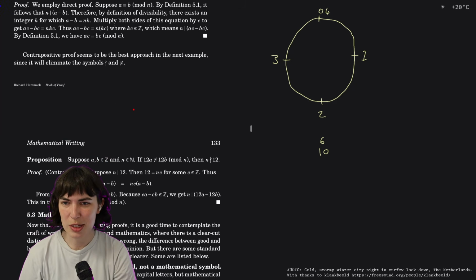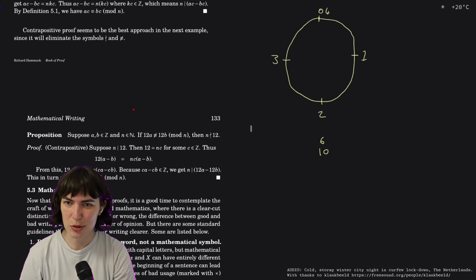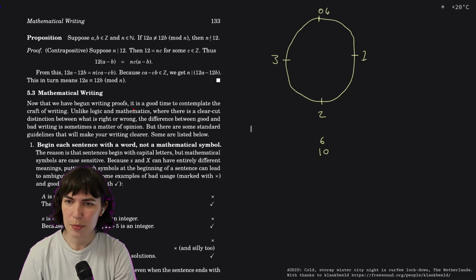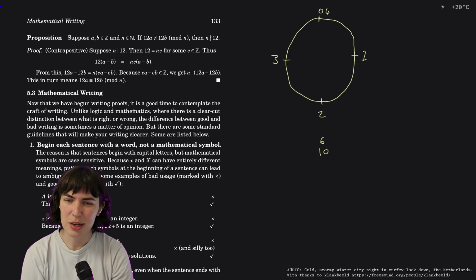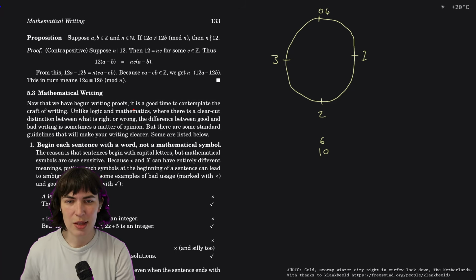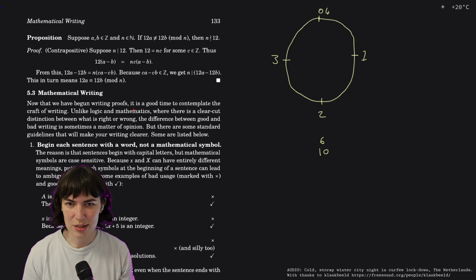Contrapositive proof seems to be the best approach in our next example, since it will eliminate the symbols "doesn't divide" and "is not congruent to." Proposition. Suppose a and b are in the integers and n is in the natural numbers. If 12a is not congruent to 12b mod n, then n does not divide 12. Contrapositive proof. Suppose n divides 12. Then 12 equals nc for some c in the integers. Thus 12 times (a minus b) equals nc times (a minus b).